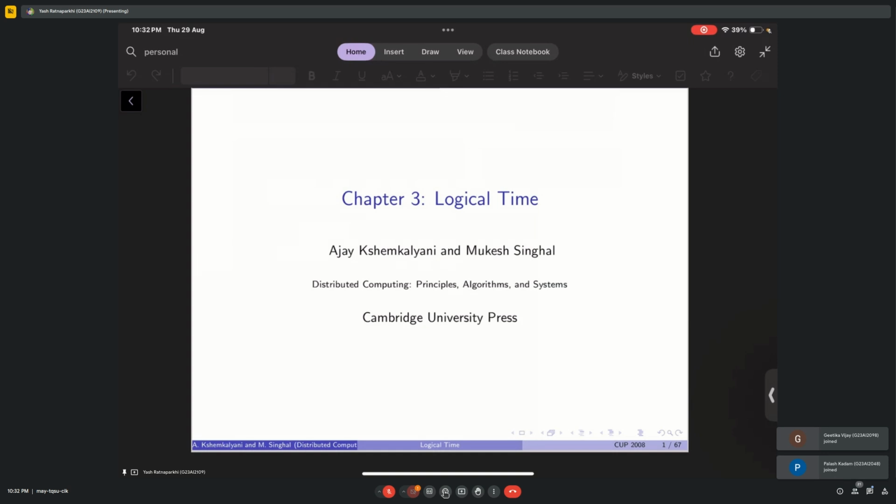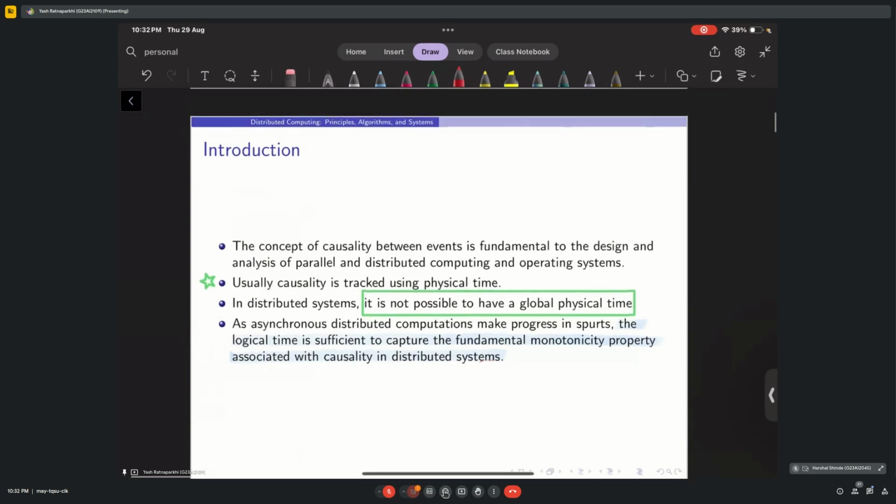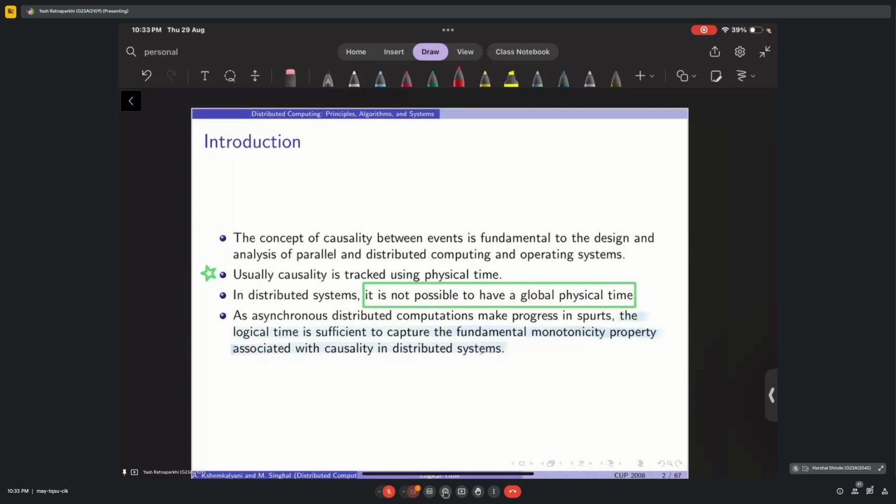The name of this chapter is logical time, and the logical time came up due to a reason I'll tell you. Let's start, and in one or two slides you will be able to understand why we are going with the logic. Meanwhile, I'll also explain some topics from chapter 2 that are relevant to this chapter so that you are able to sync up with it.